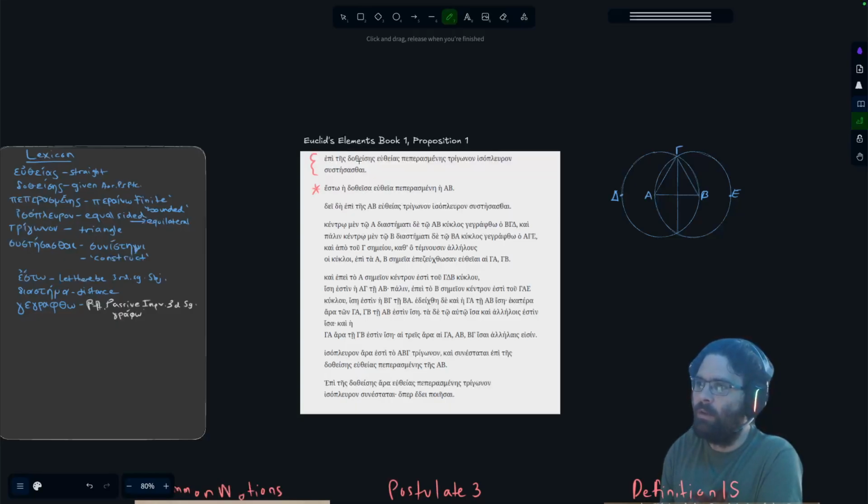On the given straight line, finitely bounded, to construct from sunastemi an equilateral triangle, a triangle with equal sides.